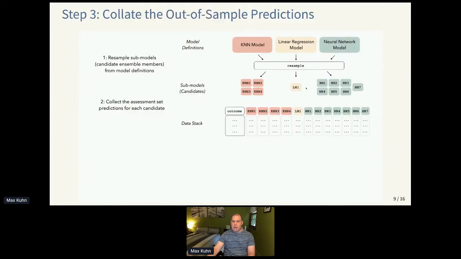So now that we've specified what we want and resampled our models, the next thing we'll do is create what we call the data stack. It takes all those out-of-sample predictions that I showed you a few minutes ago across all the different models and submodels and just collates them, right? So it takes sample one for this submodel for K and N and matches it up to the same out-of-sample prediction for the second K and N model and so on. It just lines up all the out-of-sample predictions.